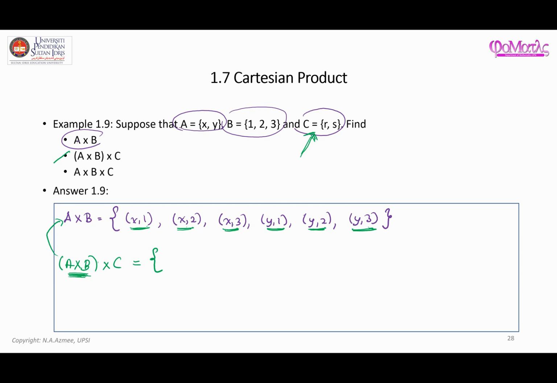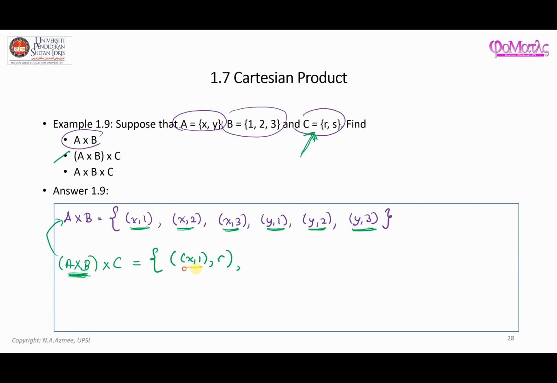Now the combination is going to be, so this is the first element. We can see that this is the first position here, so we're going to consider the elements in this set first. Therefore we've got a round bracket, and the element in this set is x, 1. This is the first element, and it's going to be combined with r. So comma r, close the bracket, comma.